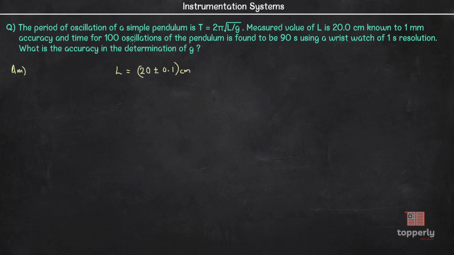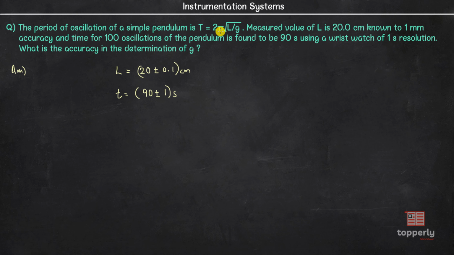And time for 100 oscillations of the pendulum is found to be 90 seconds using a wristwatch of 1 second resolution. Therefore, the time t can be written as 90 plus or minus 1 seconds, because the resolution of the wristwatch is 1 second. Okay, so what is the accuracy in the determination of g?